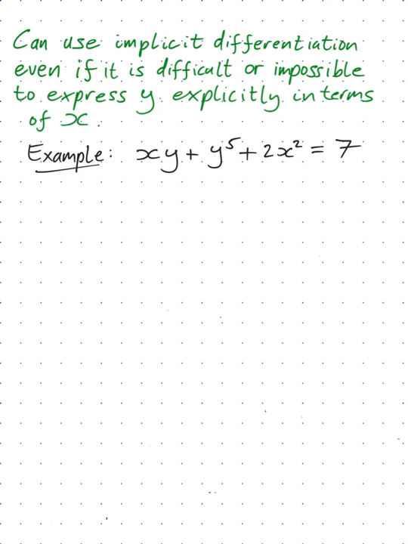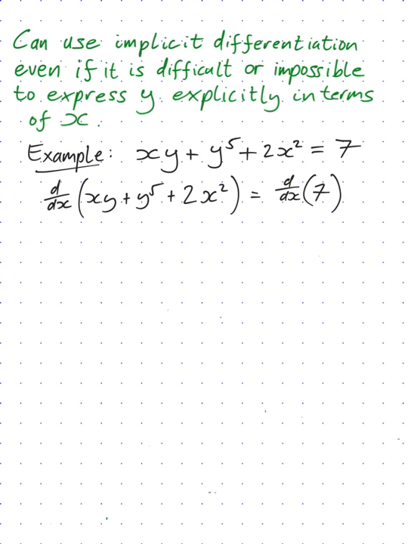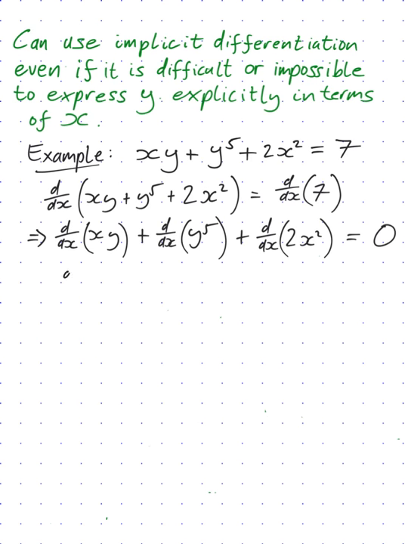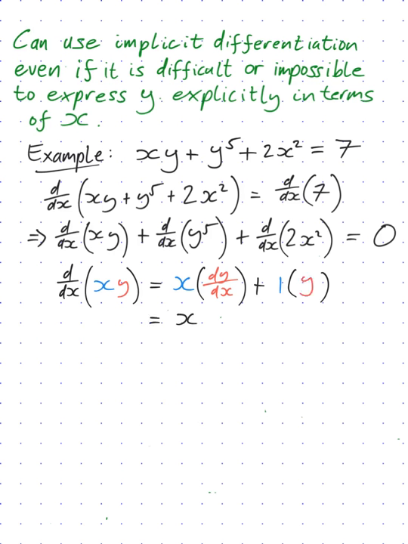So the first thing we do, as before, is differentiate both sides of that equation with respect to x. That d/dx on the left can be applied to each term individually. Let's look at the first term, the derivative of x times y with respect to x. This is the product rule. It's x times the derivative of y, which is dy/dx, plus the derivative of x, which is 1, times y, which gives us x times dy/dx plus y.